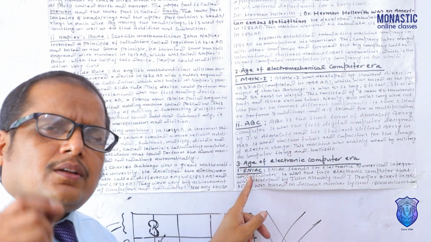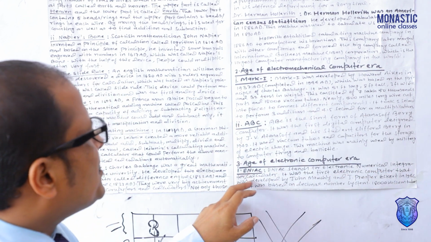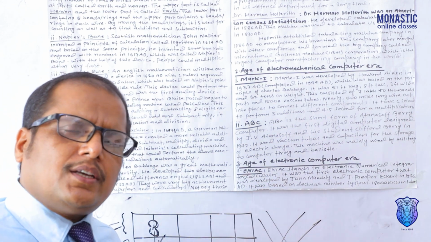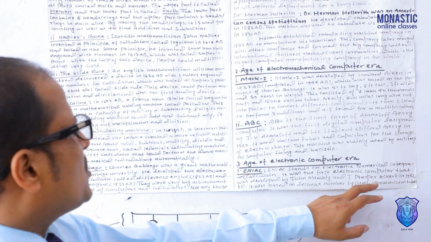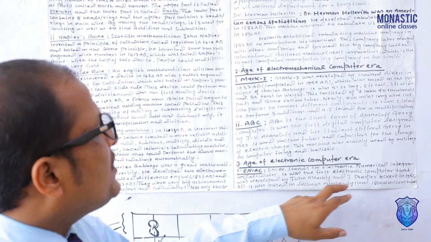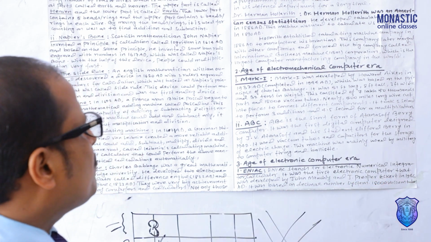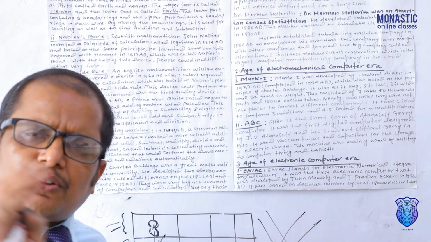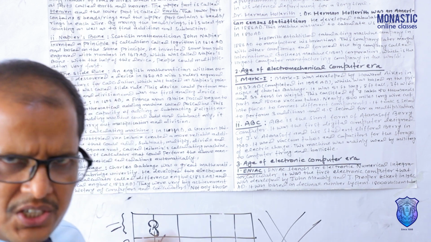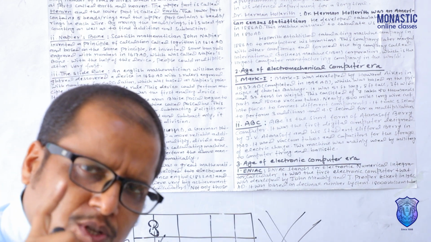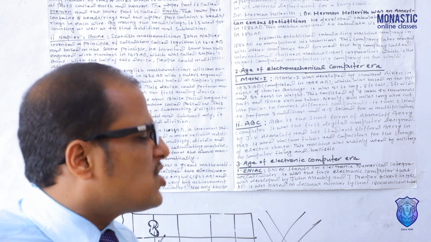The full form of ENIAC is Electronic Numerical Integrator and Calculator. ENIAC is the first electronic computer, which was developed by two persons, John Mauchly and J. Presper Eckert, in 1946. Unlike other computers, most of which are based on binary digits, zeros and ones, ENIAC was based on the decimal number system.